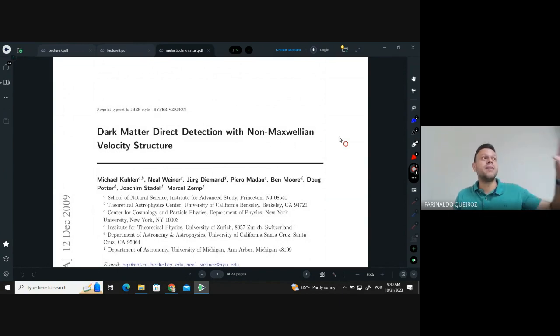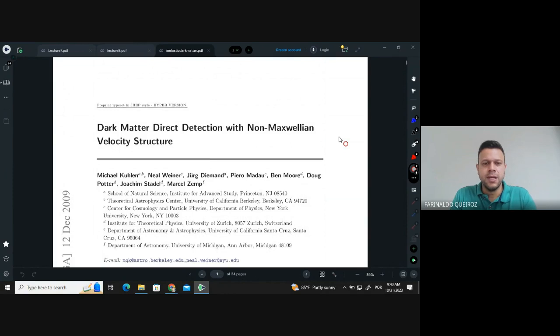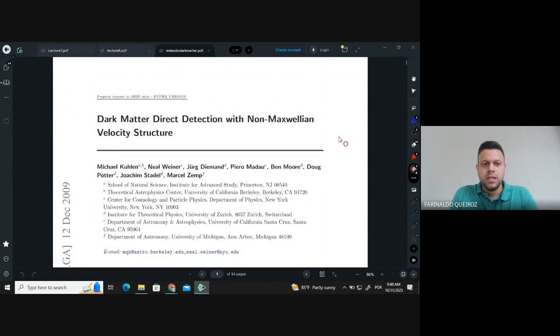So the data from the distribution of dark matter in galaxies is telling you that the velocity distribution of dark matter particles to form a galaxy has to be close to a Maxwell-Boltzmann distribution. One of the first papers that discussed this is this one, back in 2009.